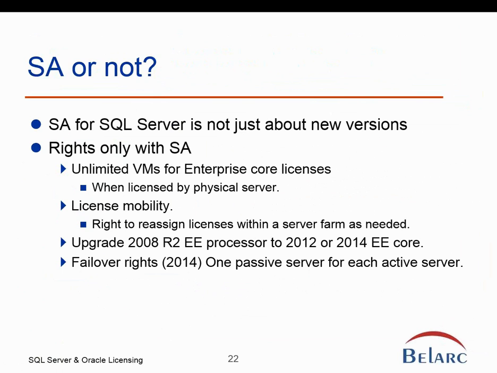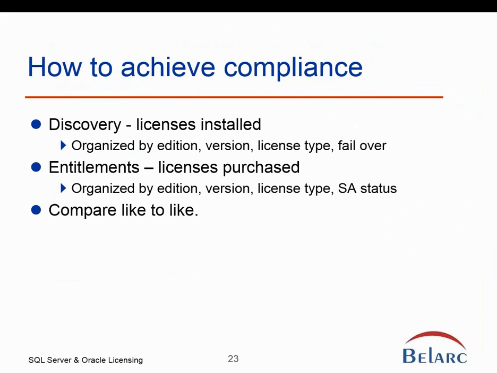And then obviously the upgrade, as we mentioned, from 2008 R2 Enterprise Edition processor to 2012 or 2014 requires SA. And for 2014, there are new failover rights: you get a passive server for each active server. Now that's only with SA. So there are some additional features here that you need to consider. I will now turn it back to Ken, who will talk about how to achieve compliance.